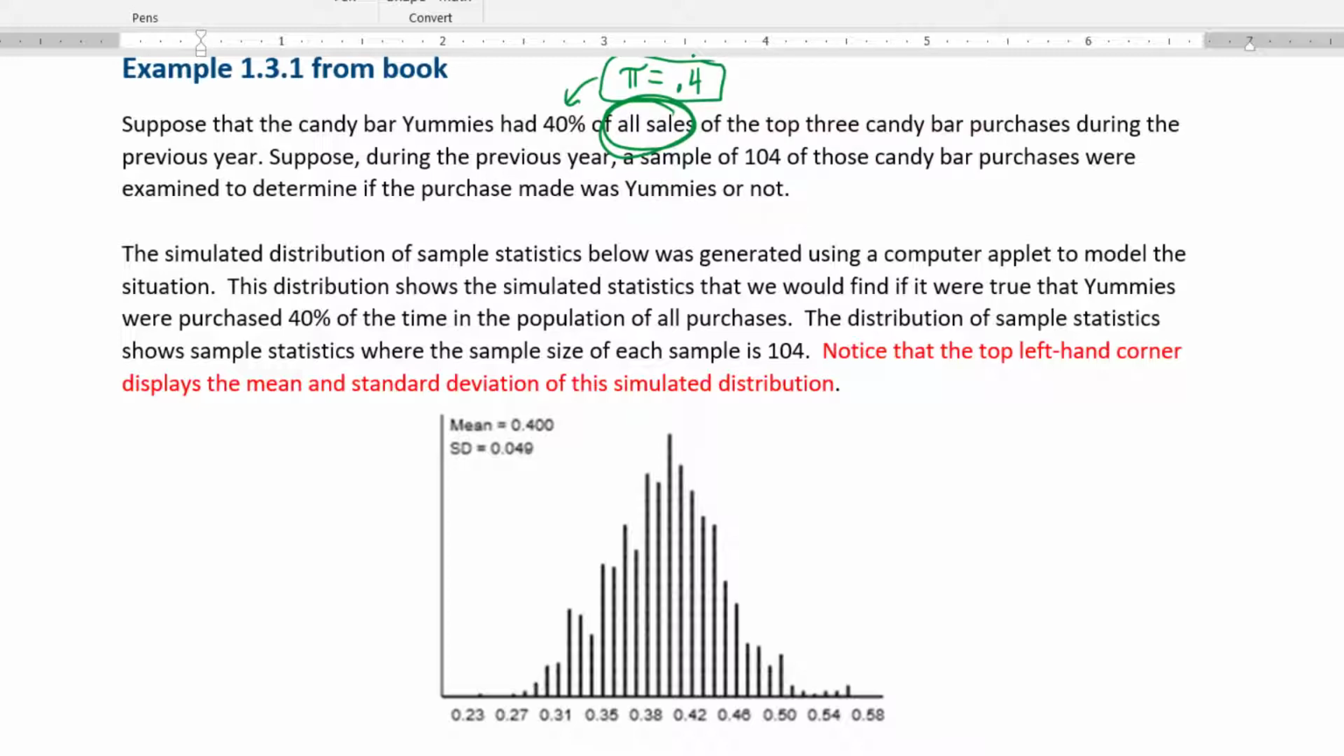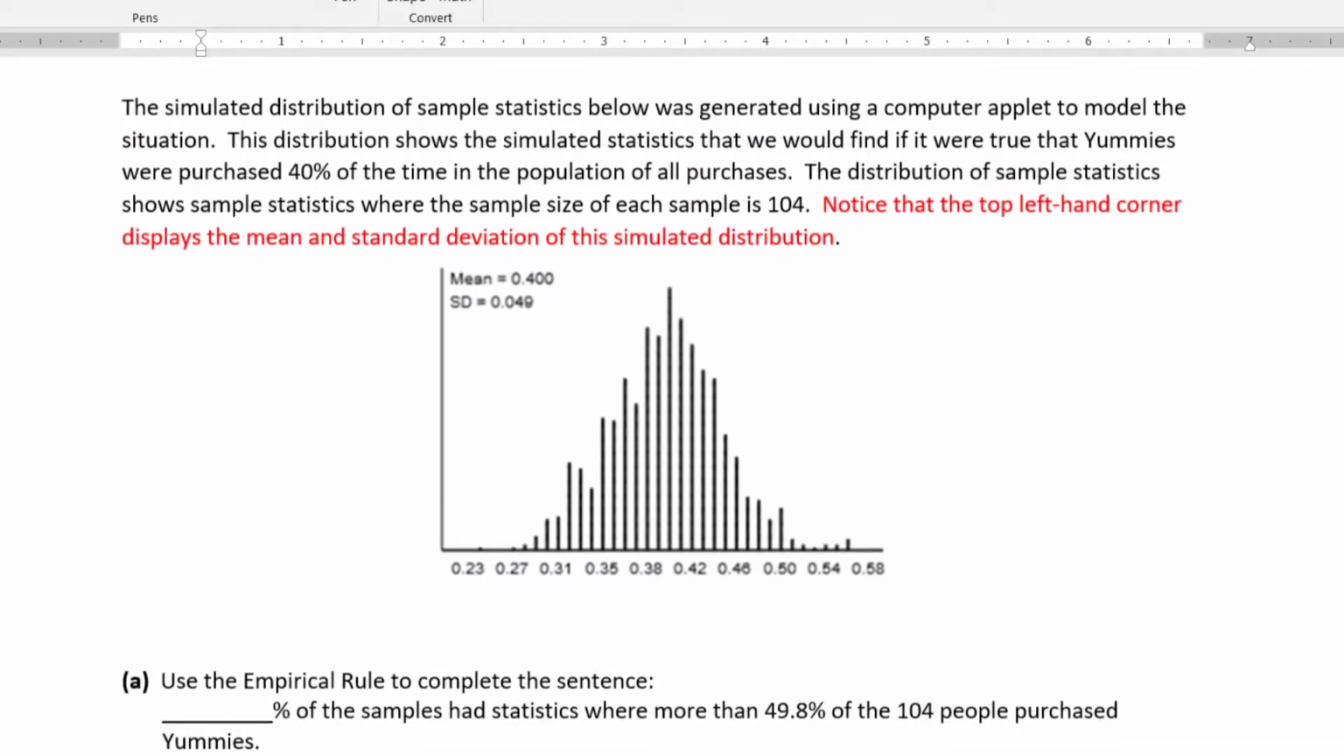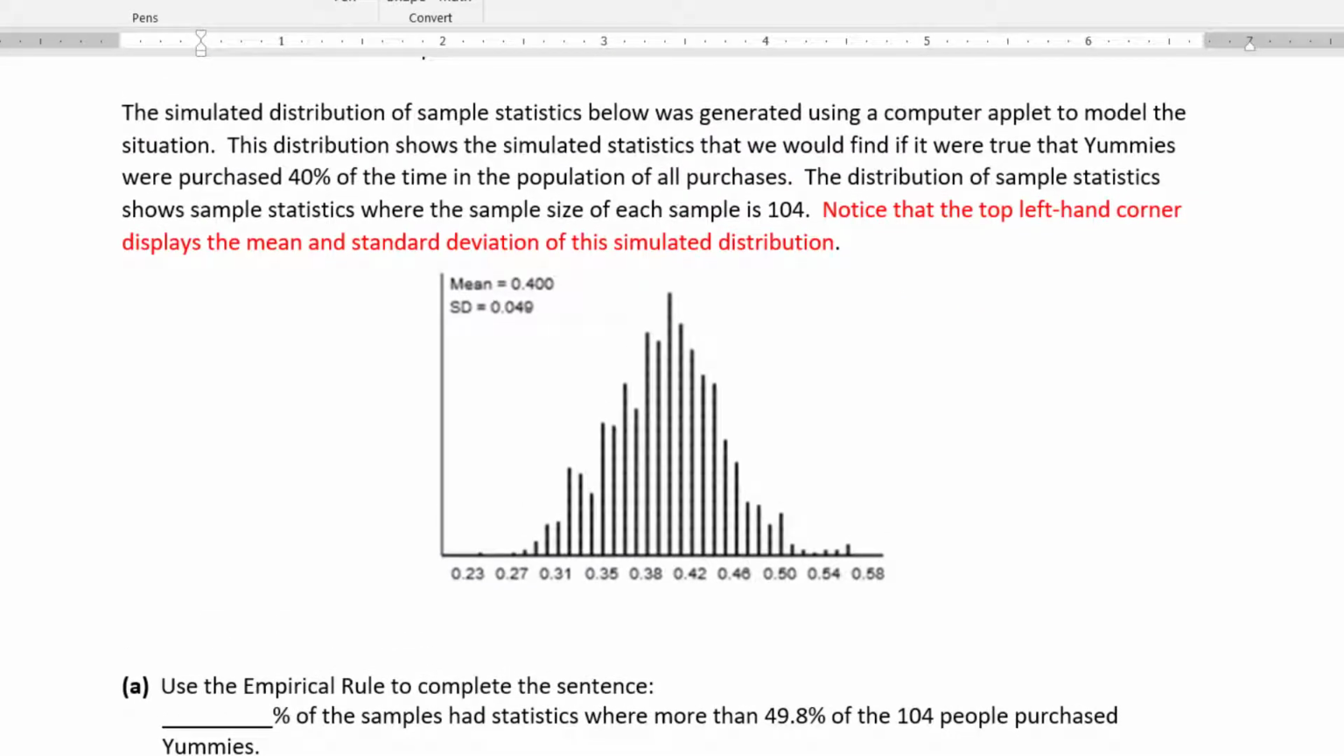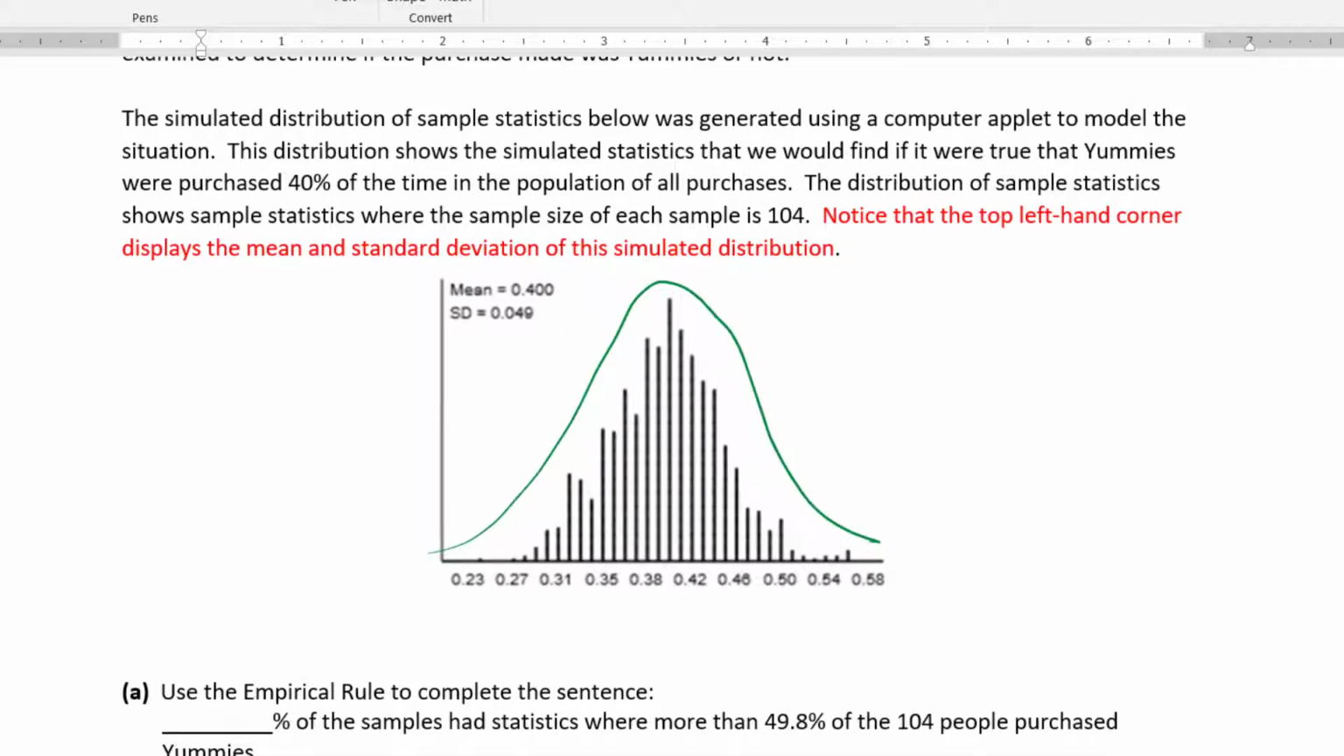Then, during the previous year, a sample of 104 of these candy bar purchases were examined. So that's a sample size of 104, n equals 104, to determine if in our sample what percentage of them was Yummies or not Yummies. It says we have a simulated distribution of sample statistics. There it is. It looks like that normal curve. It looks like it's going to be centered, as we expect, at pi equals 0.4, the population parameter.